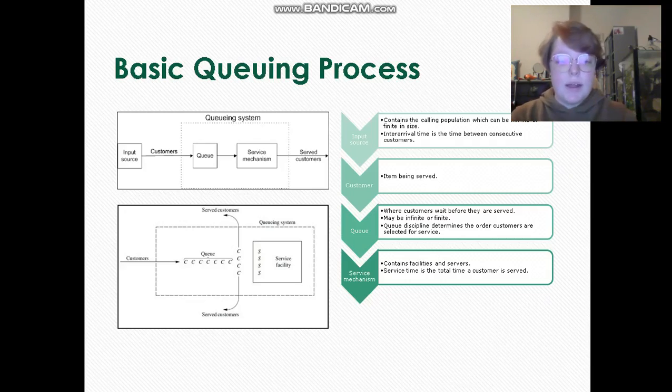Now, a service time is going to be the total time that a customer is served inside the service mechanism. It's important to note that it does not include the time that the customer waits inside the queue.